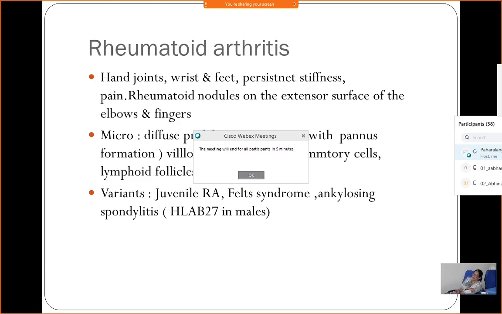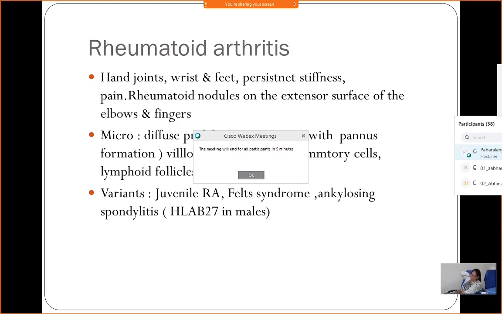Microscopic features are non-specific. Basically, you just see granulation tissue and synovial proliferation. So when the synovium proliferates, it forms villus-like structures. They form papillary structures. And within these papillary structures, you will see a lot of inflammatory cells with the formation of lymphoid follicles.